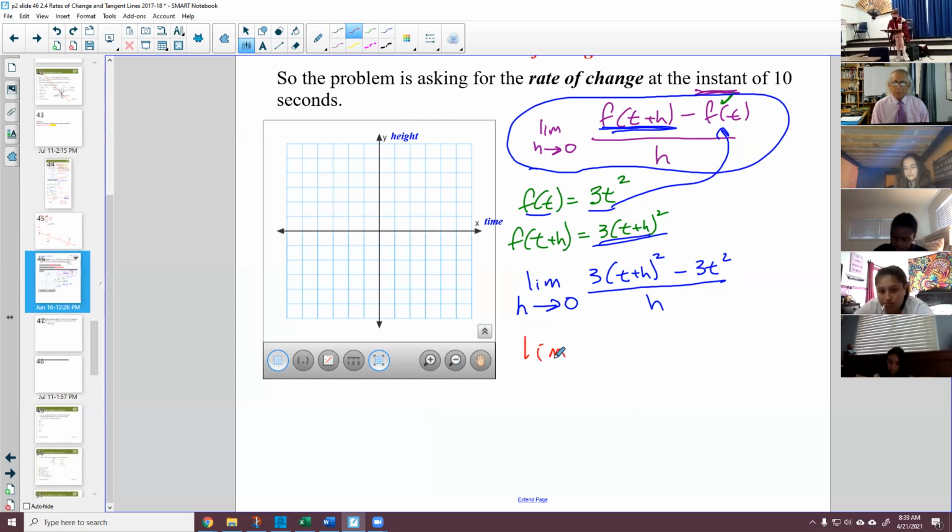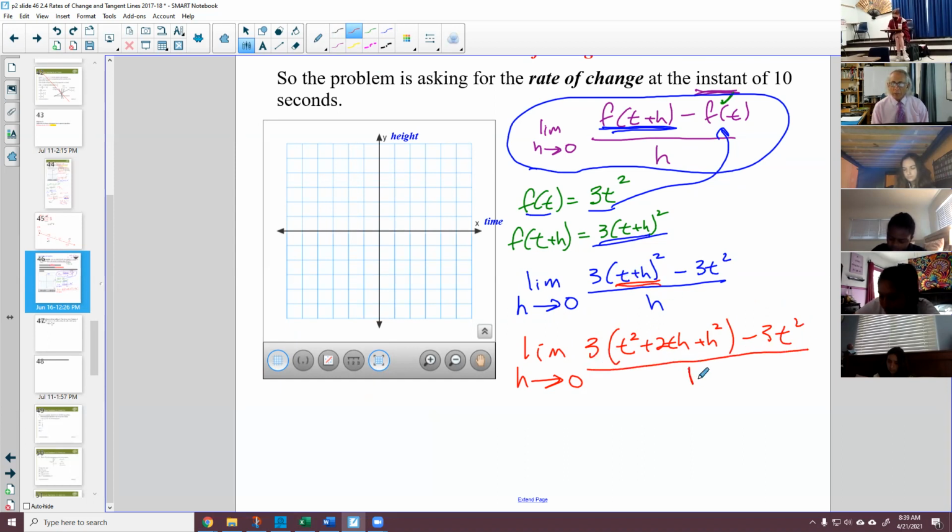I have the limit as h approaches 0. I haven't been able to get rid of that yet. So I have 3 times, well, I'm going to FOIL this out. And that'll become t squared plus 2th plus h squared, minus 3t squared. All I did was FOIL this part out, and it's all divided by h. So now I can substitute. Is that right, Clark? I can substitute now?